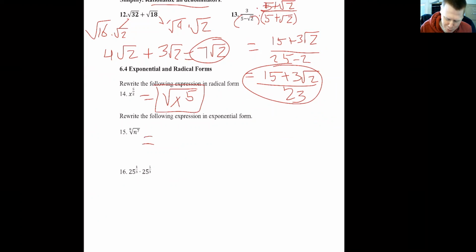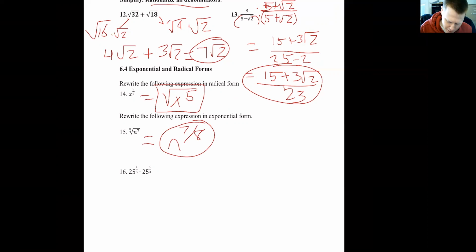This one, we're given it in radical form. We want to just basically do the opposite of what we just did. So remember that inside power is going to be your numerator. Your index number is going to be your denominator. So these two questions, hopefully, are easy peasy, lemon squeezy kind of thing.